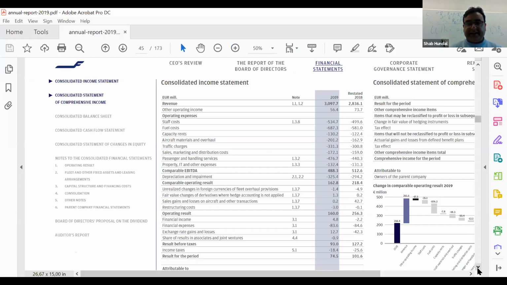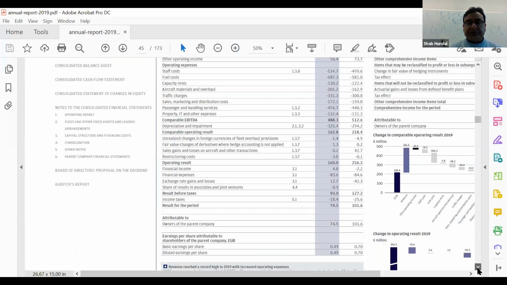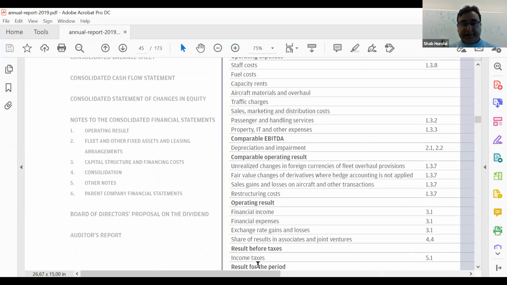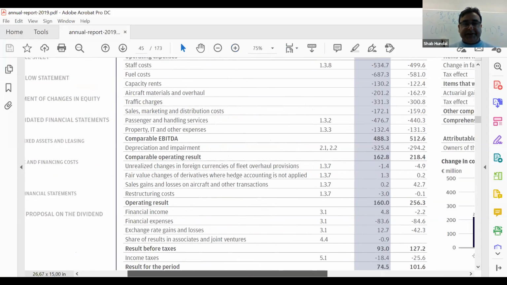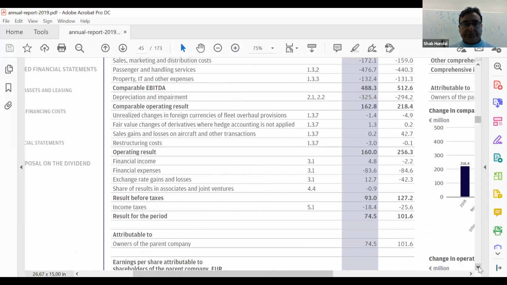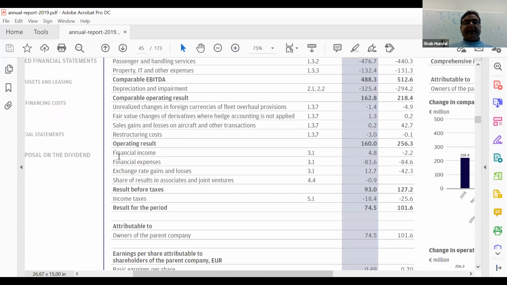Okay, ladies and gentlemen, see here. Is it visible or should I zoom in more? A bit more, yeah. I know it's not very clear. So you can see here, this is the interest which Finnair pays. And you can see the sign is minus, so 83.6 million euros Finnair has paid as interest.